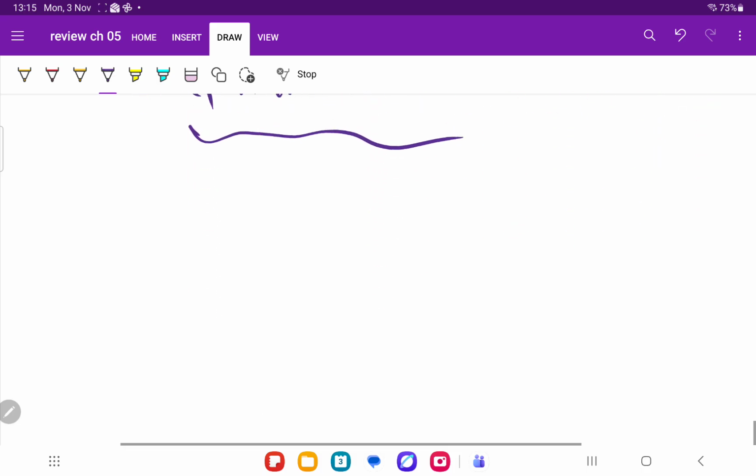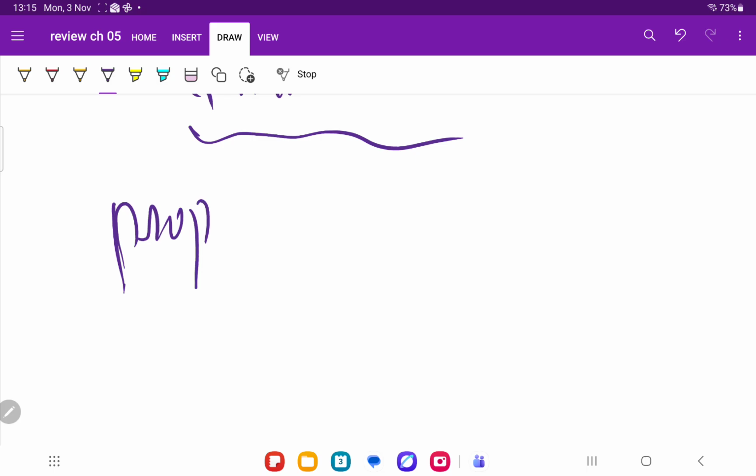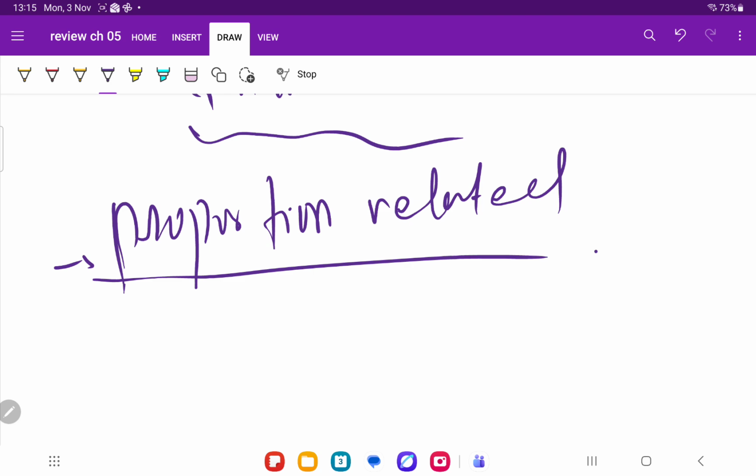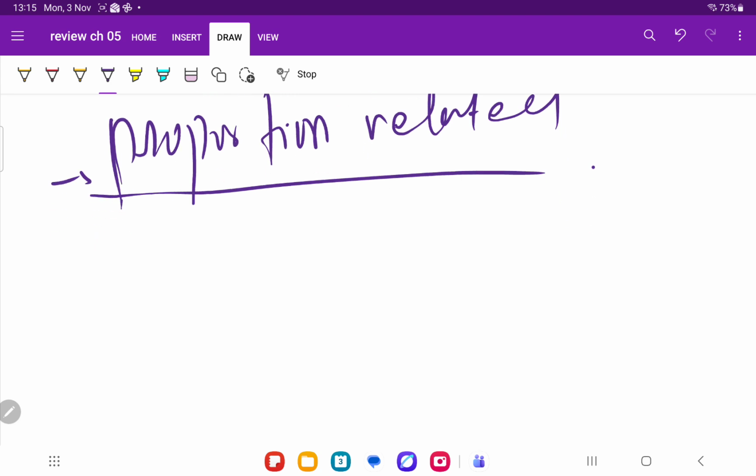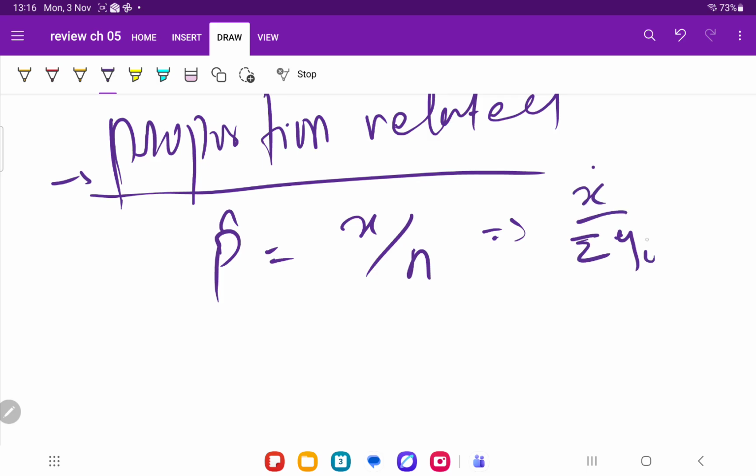So now we are heading towards the proportion related question. First of all, we need to calculate the proportion. So what is proportion? The proportion is x over n. That is basically a formula. Or sometimes they write it this way, x over summation yi type of thing. That is also the total n.